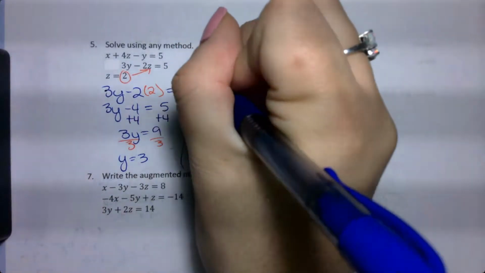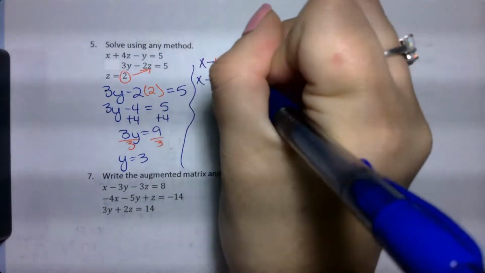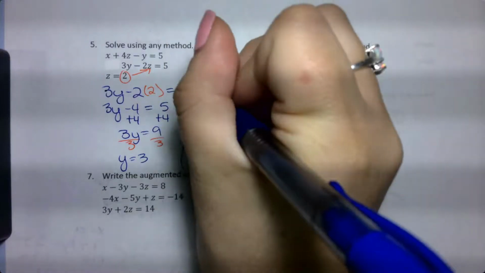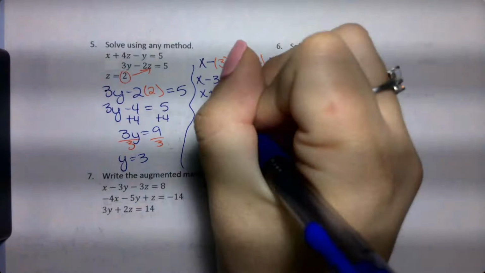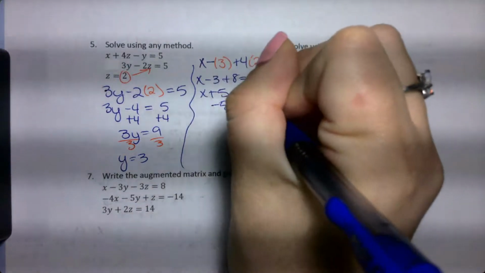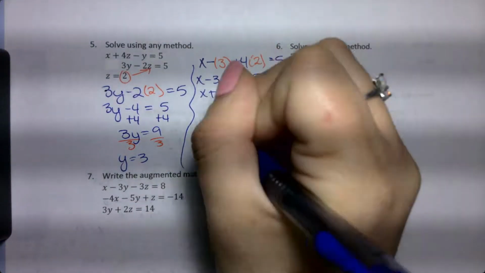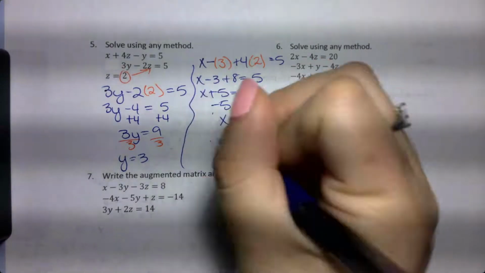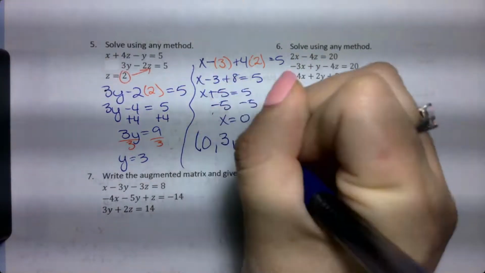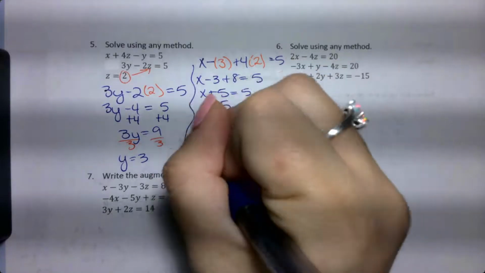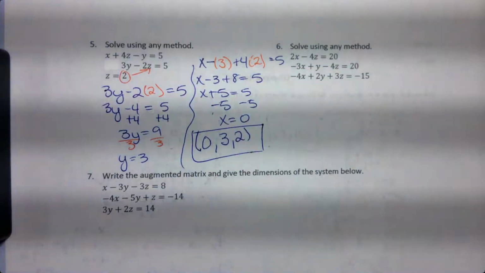So I have x minus 3 plus 8 equals 5. X plus 5 equals 5. I subtract 5 on both sides. I get x equals 0. So I can write my answer as a coordinate point. I have 0, 3, 2. Remember, when I have more than 2 letters, it goes in alphabetical order.